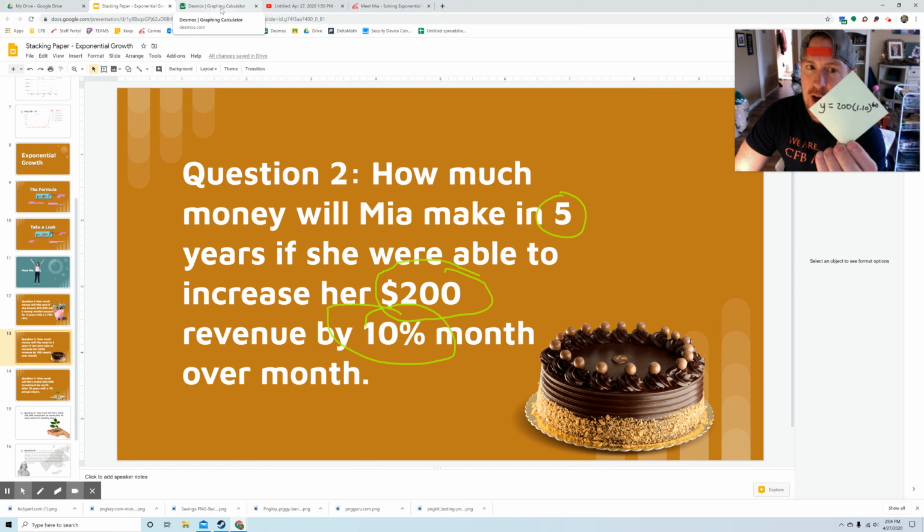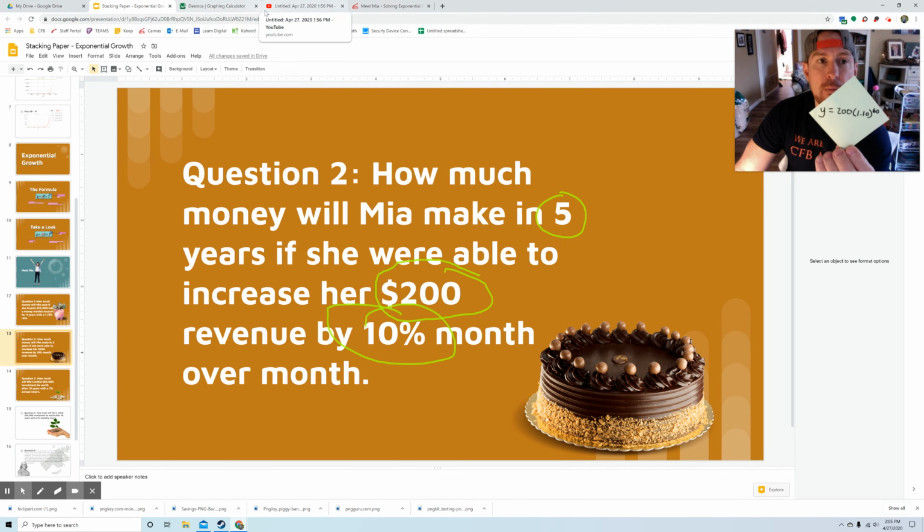Because if you put 5 in there for your time, we're not increasing 10% per year. We're increasing 10% per month. It's going to make our equation completely wrong. I wanted to throw that curveball in, because this is a question that you're likely to see. Make sure your time is correlated to your rate. So if your rate's changing per month, then your time needs to be changing per month.